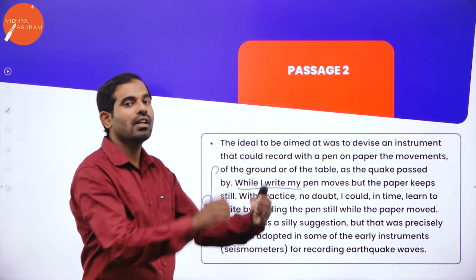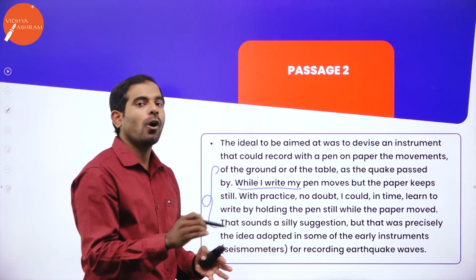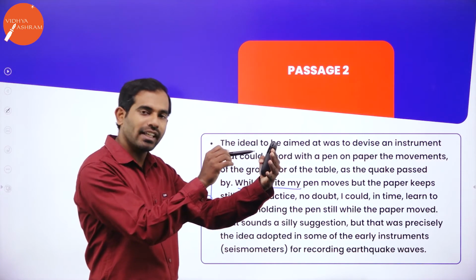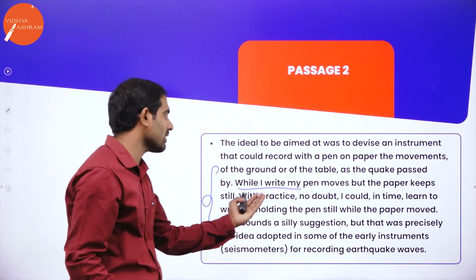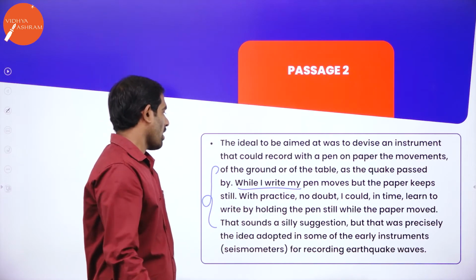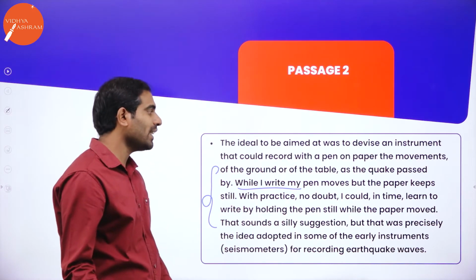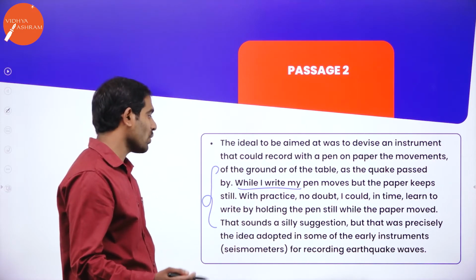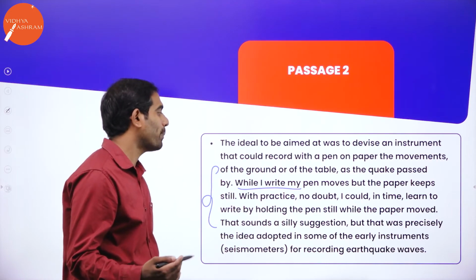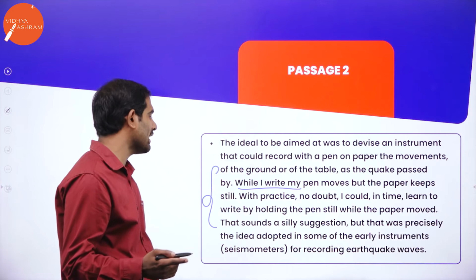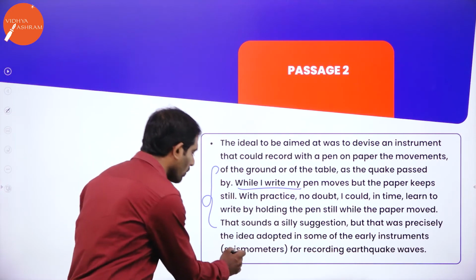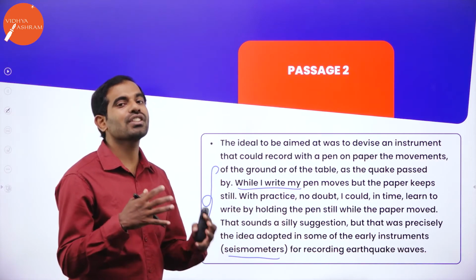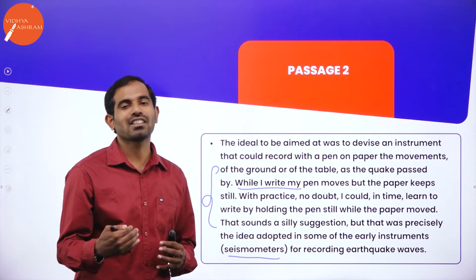If you observe the instrument of seismometer, only the graph will be moving. The pen is still, it keeps still, and the graph keeps moving. That is the basic idea here. Now, with practice, no doubt, I could in time learn to write by holding the pen still while the paper moved. That sounds a silly suggestion, but that was precisely the idea adopted in some of the early instruments, which is known as seismometers.